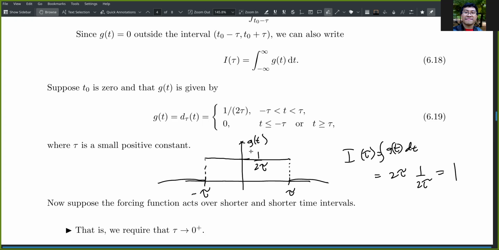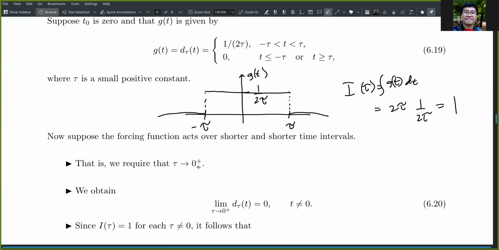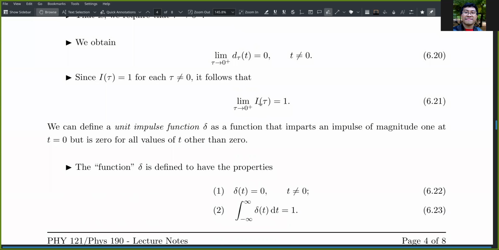That's just 1. Now suppose the forcing function acts over shorter and shorter intervals, so we make this shorter and shorter. We require tau to go to 0 from the right side. In this case, we obtain the limit of d tau(t), which would become 0. But I(tau) is 1 for each tau not equal to 0, so it follows that I is equal to 1. We define an impulse function delta as a function that imparts an impulse of magnitude 1 at t equals 0, but is 0 for all values of t other than 0. This function has these properties: delta(t) is 0 for t not equal to 0, and the integral is 1.